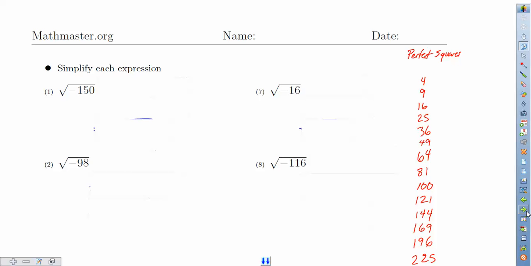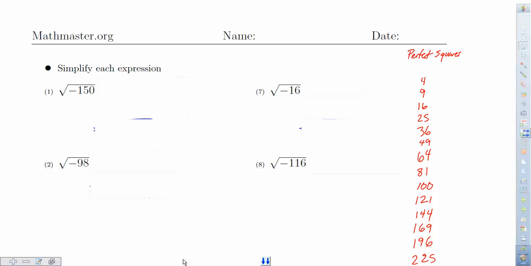Well, this really bothered mathematicians. This bothered mathematicians so much that they wanted to create a system to indicate that this answer has no place on the real number line and define another whole number system based upon this fact. Okay? So, here's what they decided to do. They decided to look at that square root of negative 150, just like the square root of negative 16, the square root of negative 98, and the negative square root of 116.